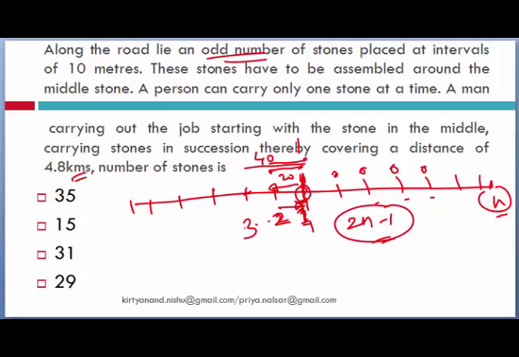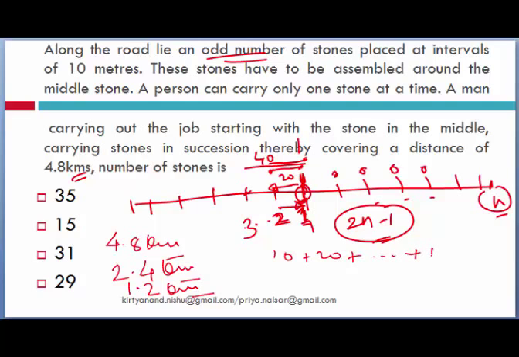The total distance covered here is 4.8 kilometers. Okay. Now, if I calculate only for one side, the distance covered will be 2.4 kilometers. Now for each stone, he is covering the distance twice. So let us say I only assume that he covers half the distance. So the distance becomes 1.2 kilometers. Okay. So therefore the distances that he will cover will be nothing but 10 plus 20 plus n minus 1 into 10 in meters.